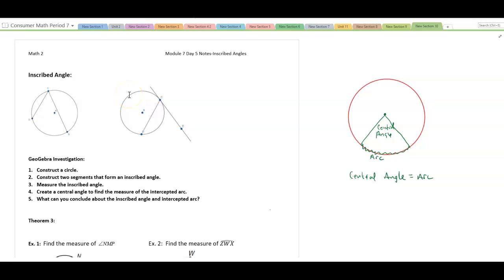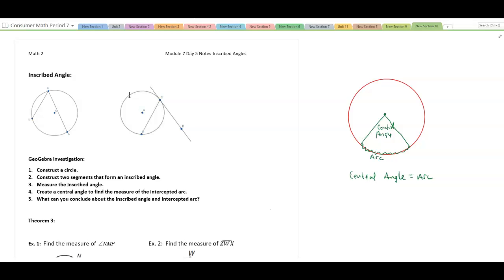All right, circles day 5. This is introducing a new type of angle that we'll be working with, and it's called an inscribed angle. But before we really get to inscribed angles, I want to talk about the central angle and review it.